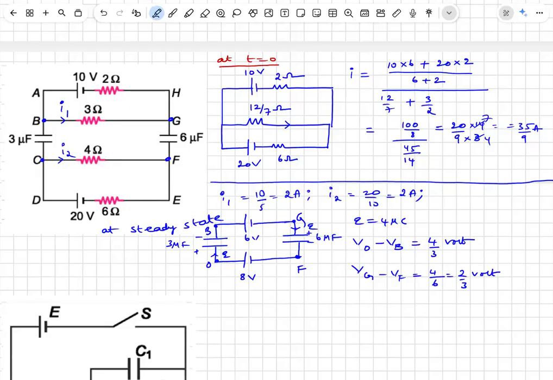Any doubts? Any doubts? Any student in this class who did not follow this?